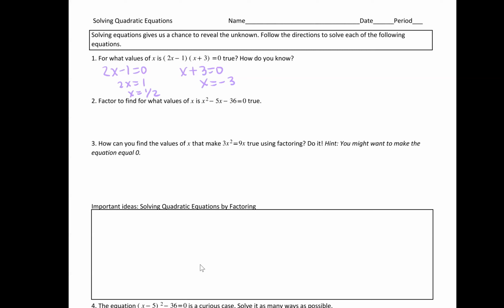So if a factor is 0, the whole product is 0, right? So if the factor is 0, the whole product is 0. Okay, so this is called the zero product property.